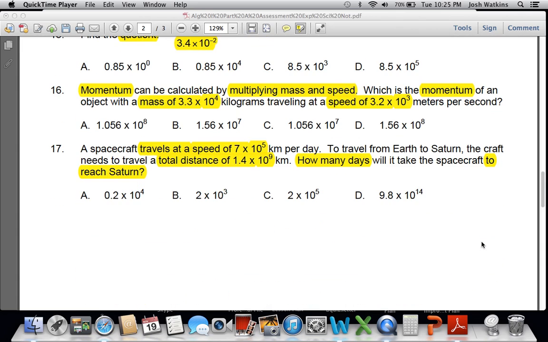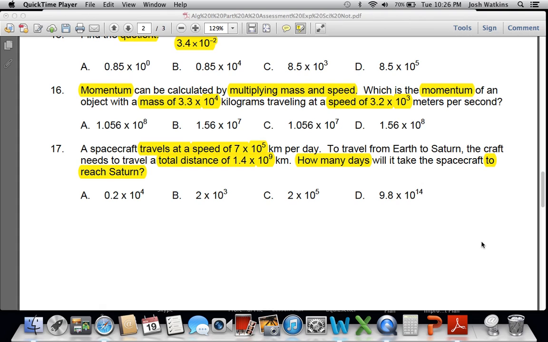Number 16. Momentum can be calculated by multiplying mass and speed. So mass times speed equals momentum. Which is the momentum of an object with a mass of 3.3 times 10 to the fourth kilograms traveling at a speed of 3.2 times 10 to the third meters per second?